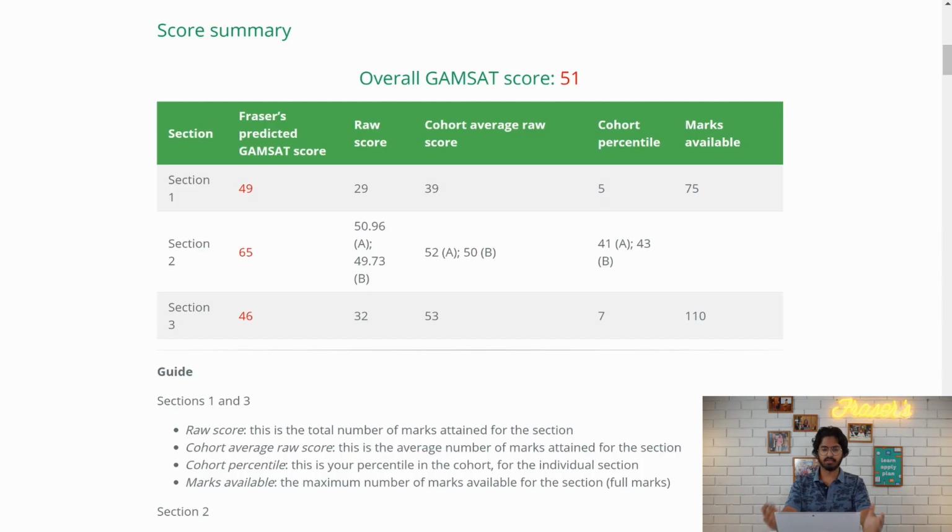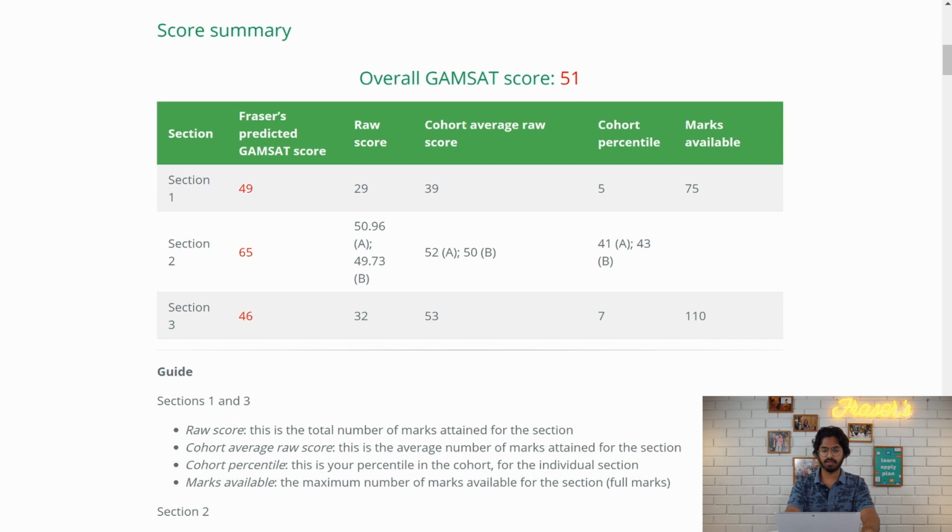So the first thing we'll look at obviously over here is the report card of a sample student. If we look at their Fraser's predicted GAMSAT scores, 49 in section 1, 65 in section 2, 46 in section 3. Not the best scores overall, but hopefully with this directed learning from the mock exam period, they can see a healthy amount of growth that should hopefully see them get a better mark overall.